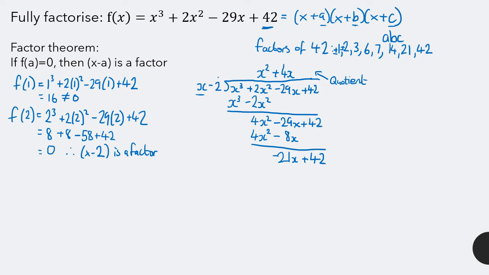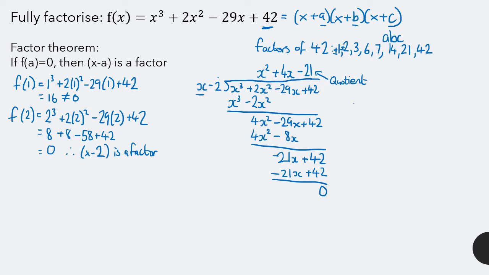How many times does x go into minus 21x? It goes in minus 21 times. And what we should also get is no remainder. Because it's a factor, there shouldn't be anything left over. Okay, so that's one way of doing it.